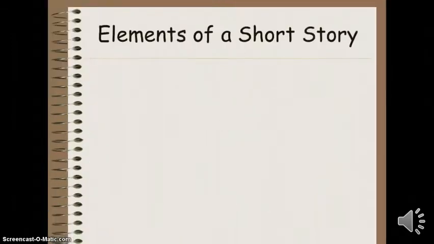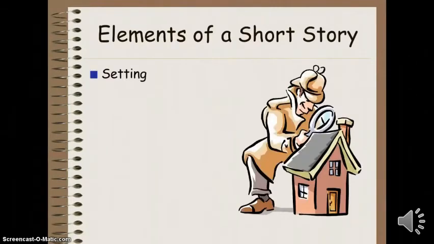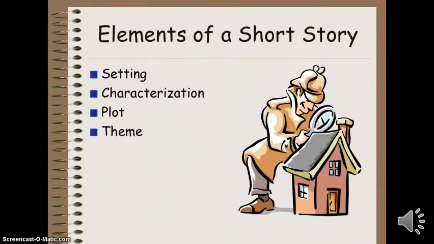There are really 5 elements in any short story: setting, characterization, plot, theme, and point of view. We will be reviewing each of these individually. And remember, you need to note the definitions on your graphic organizer, and you can pause at any time.